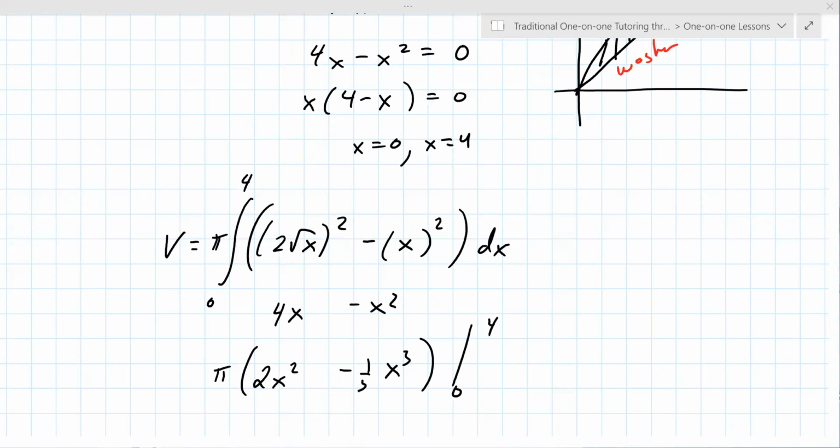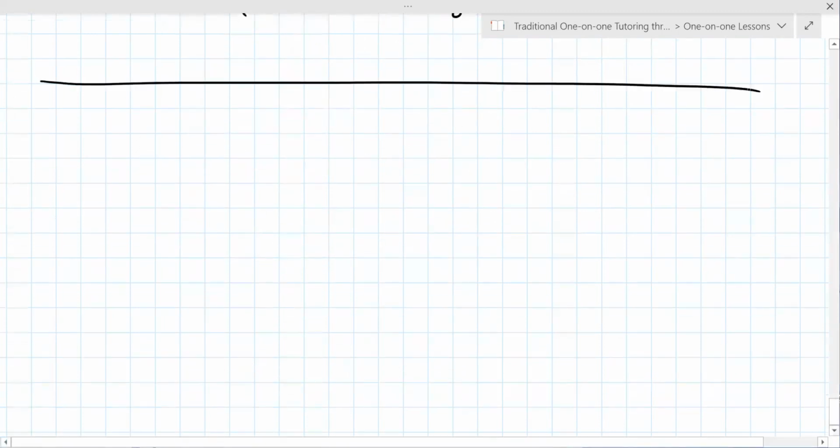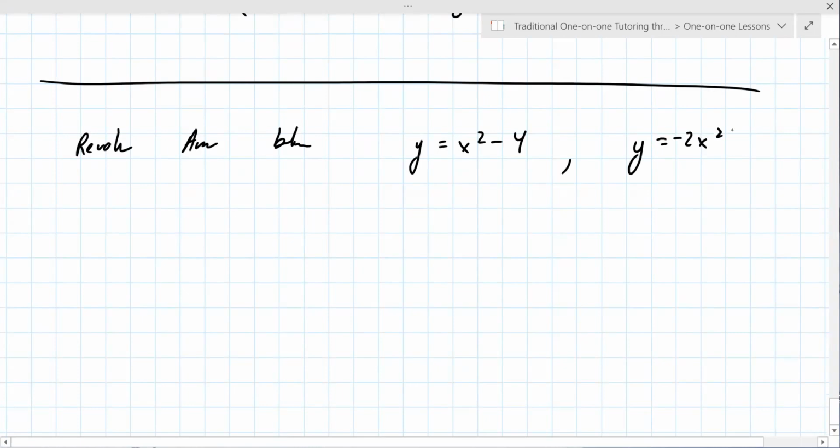All right, so here we go. Let's say I want you to revolve the area between y equals x squared minus 4, and y equals minus 2x squared plus 8. And we're going around the x-axis. So see if you can set that up.